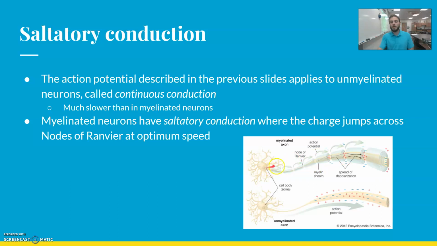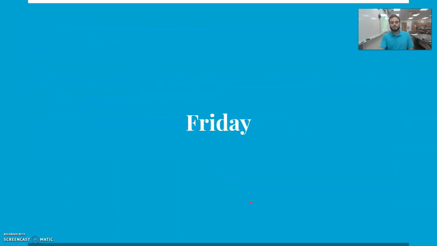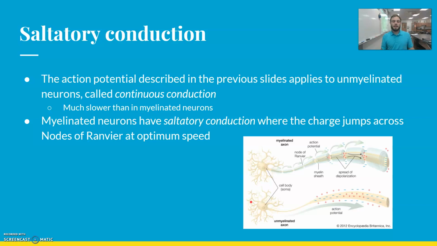It will appear from node of Ranvier to node of Ranvier, because right here we'll depolarize, and that signals depolarization and opening of those voltage-gated channels here, which signals depolarization and opening of those voltage-gated channels here, on and on and on, and it goes extremely quickly. So that is an action potential. We took a look at continuous conduction, and that's the one that you will especially need to describe.